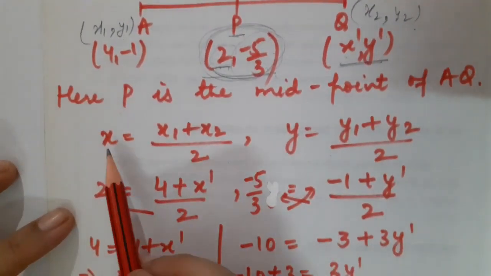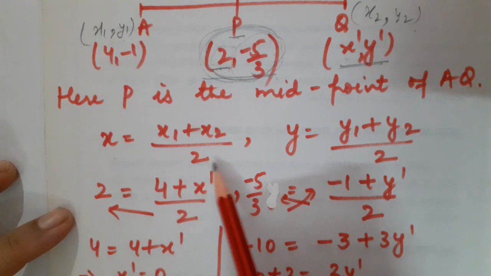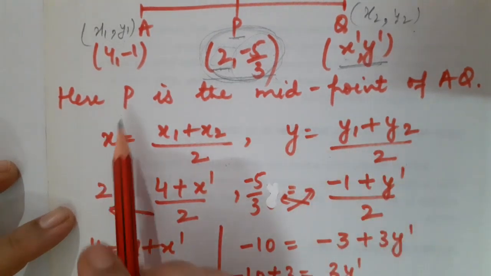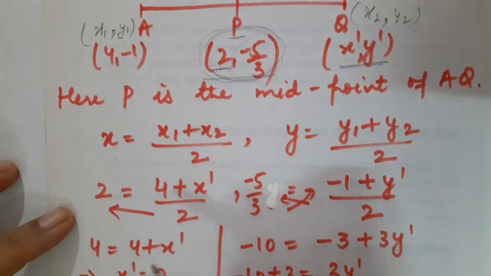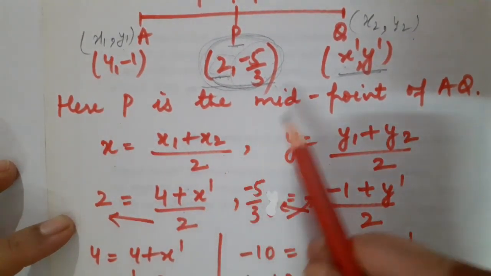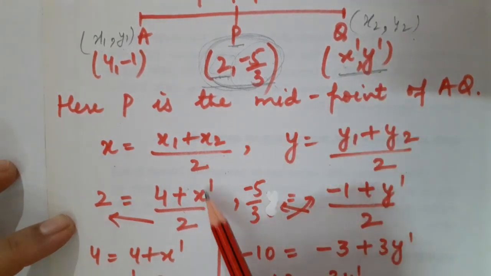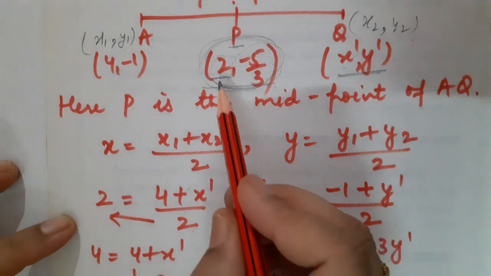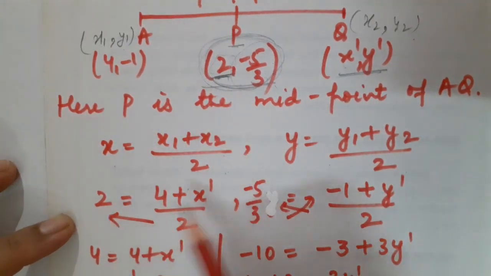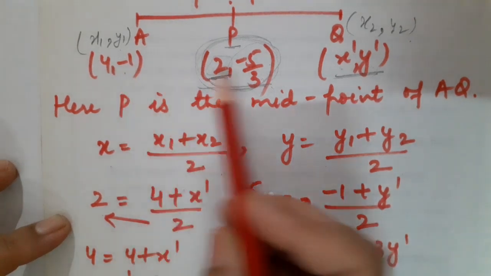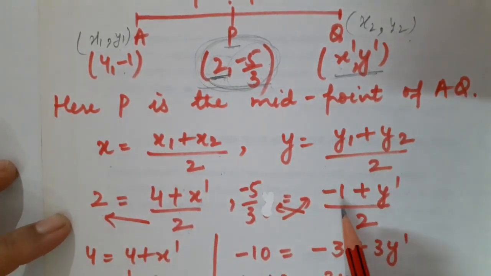So this is the formula. X is equal to X1 plus X2 divided by 2, Y is equal to Y1 plus Y2 divided by 2. Now I am going to substitute these values over here. In place of X1 I am writing 4, plus in place of X2 I am writing X dash, divided by 2. This is equal to the coordinate of the midpoint, which is 2. In the same manner, minus 5 by 3 is equal to Y1 plus Y2 divided by 2, that is minus 1 plus Y dash divided by 2.